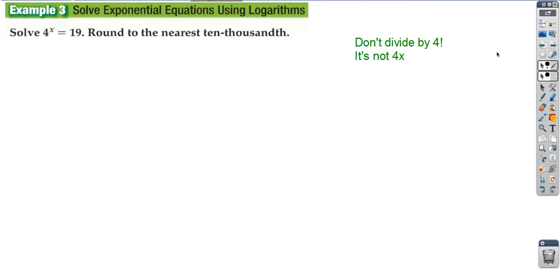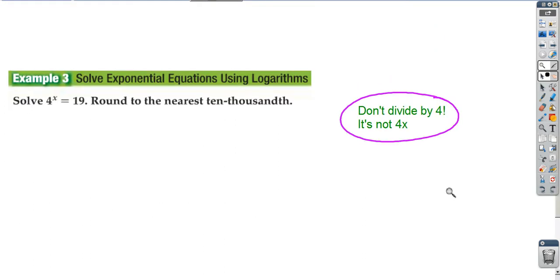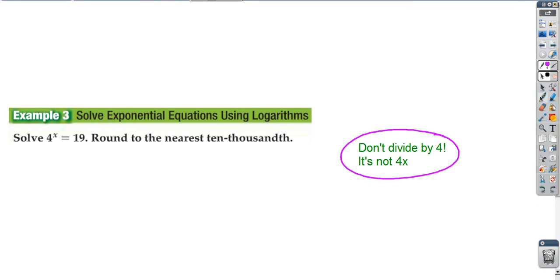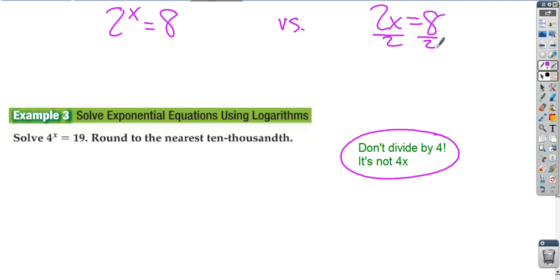Alright, now in general, how do you solve equations using logarithms? So this is why I wrote this right here. Don't divide by 4, it's not 4x. Here's the wrong way to do this, and I'll show you with an easier example here. Let's do 2 to the x equals 8. And then over here we'll solve this equation, 2x equals 8. So on the right we know that we have to divide this by 2, and we get x is equal to 4, and that makes sense. 2 times 4 equals 8, so easy to check.